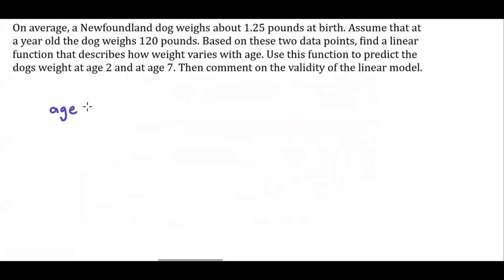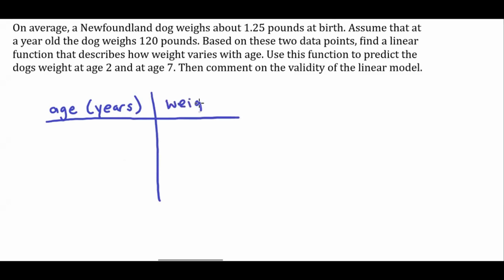We have the age of the dog in years. We have 2 of those. And we also have the weight of the dog in pounds. Now if you read the notes, you have to make sure you know which one is the independent and which one is the dependent variable. The dog's weight will depend on its age. The age won't depend on its weight, so that's why I put age in the left column. And the 2 ages are 0 years and 1 year. And then we have the 2 different weights that match up with each of those, the 1.25 and then the 120.